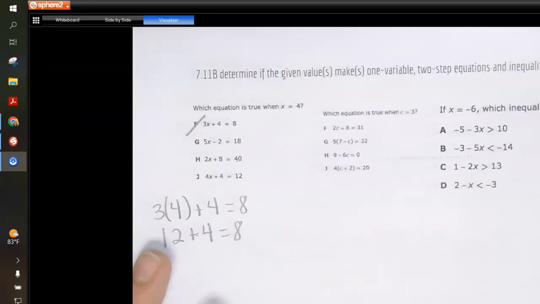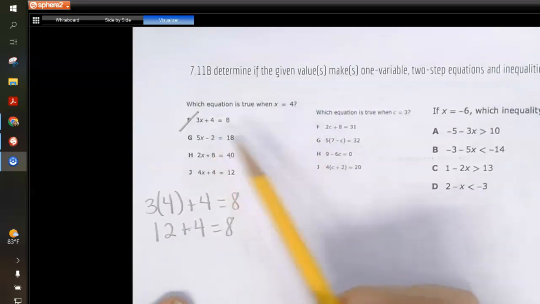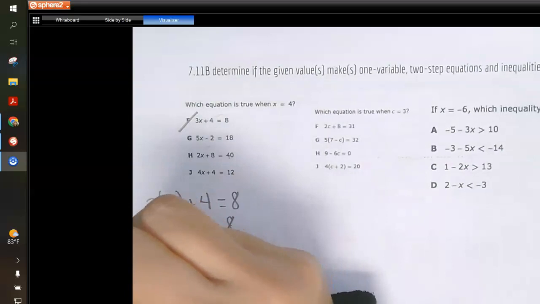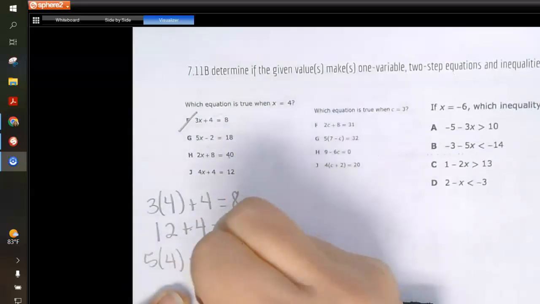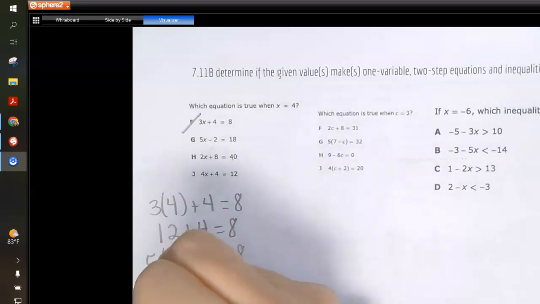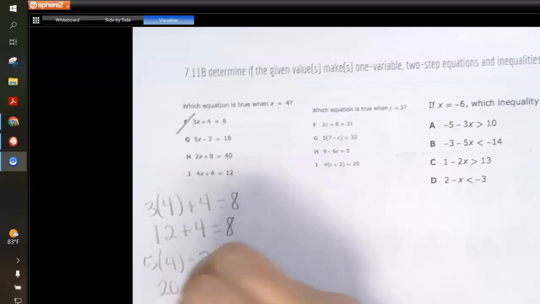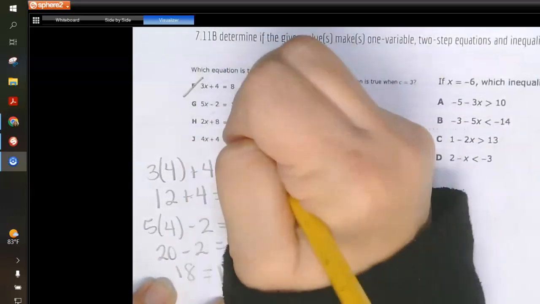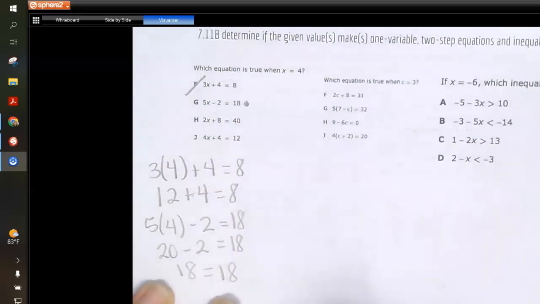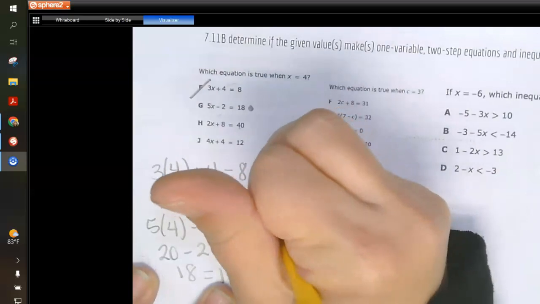Okay, let's look at subbing in 4 for G. So we have 5 times 4 minus 2 is equal to 18. So that gives us 20 minus 2 is equal to 18. 18 is equal to 18. So this would be a solution. I'm going to put a dot here. I'm not stopping though, because sometimes I can make a mistake. So we just want to make sure.